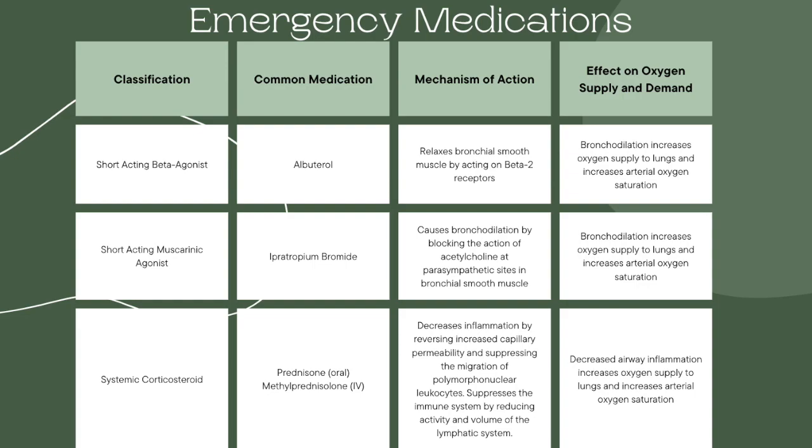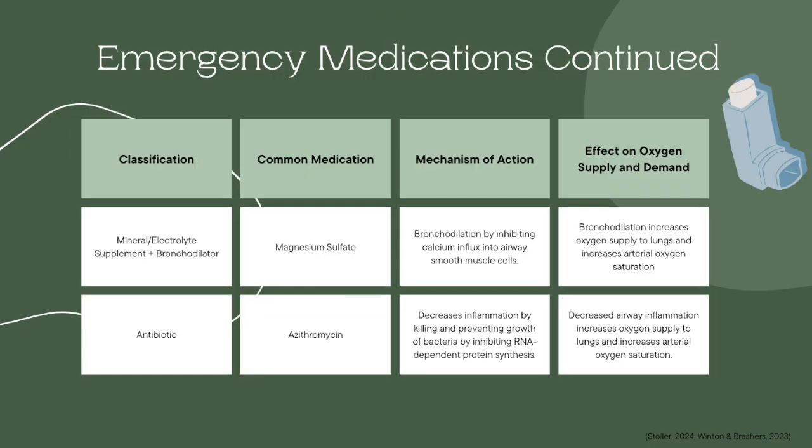The normal immune response during a COPD exacerbation results in airway edema, bronchospasm, and increased sputum production. This medication decreases the inflammation in the airway, thereby increasing airflow and oxygen supply to the lungs and increasing arterial oxygen saturation. Magnesium sulfate is considered a mineral and electrolyte supplement.